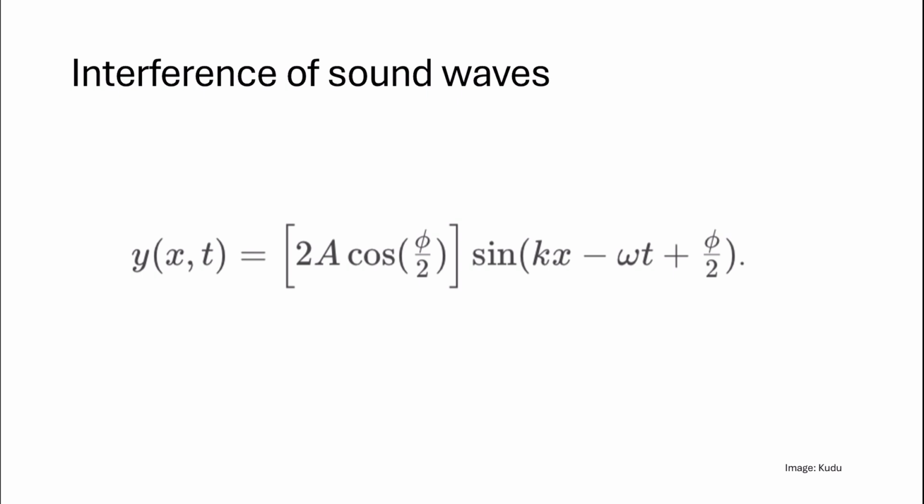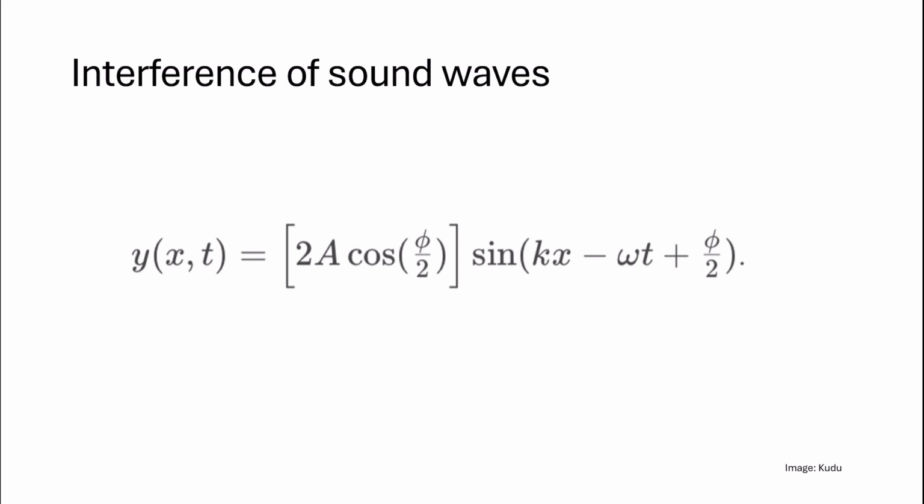We can explain the concept of sound wave interference using this mathematical formula. This formula describes the resulting wave of the interference of waves. First, 2A cosine(phi/2) represents the amplitude, or loudness, of the new wave, which depends on the phase difference phi between the two original waves.